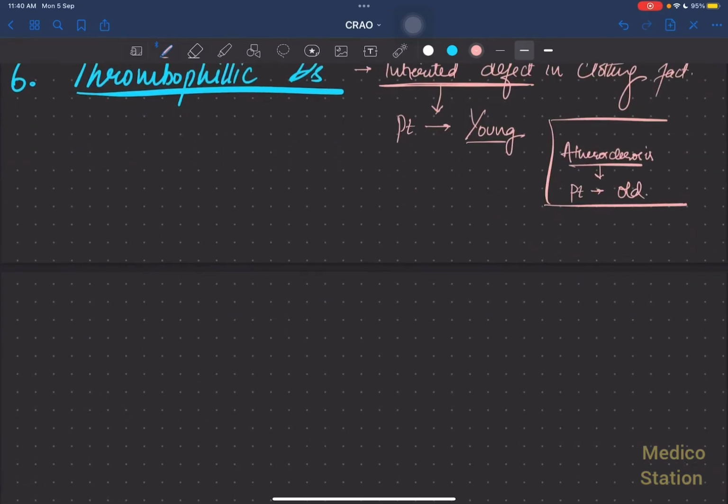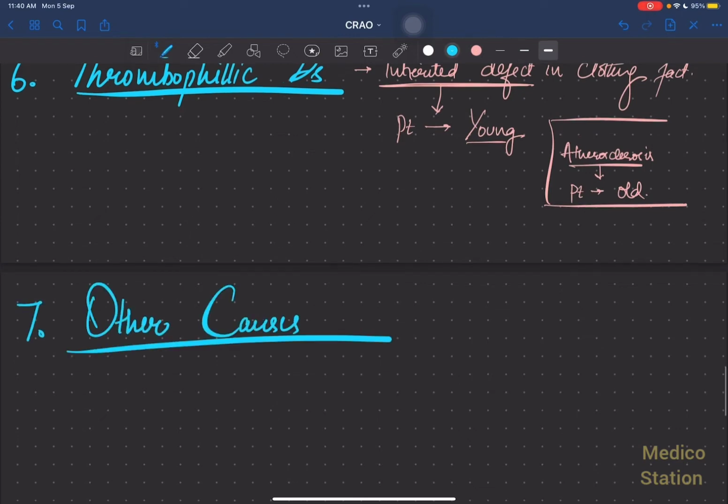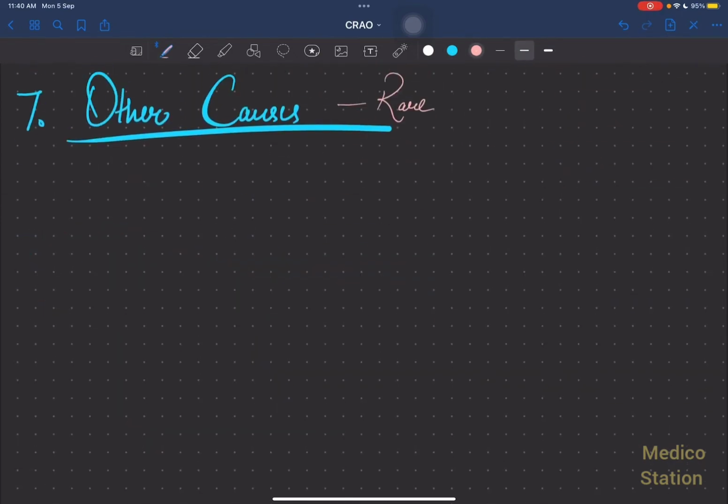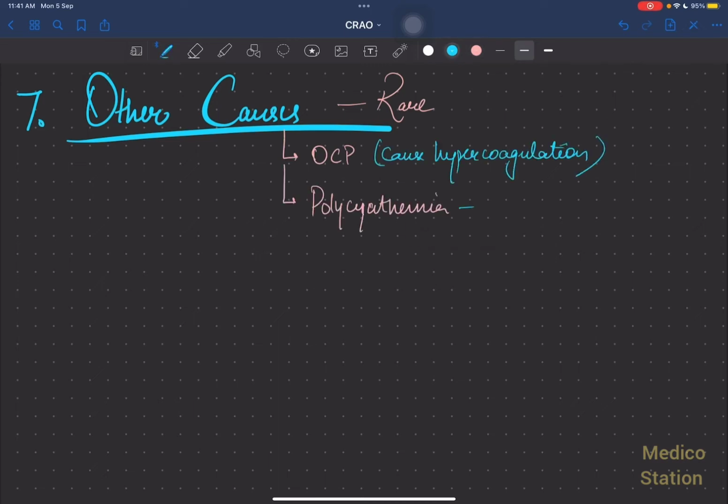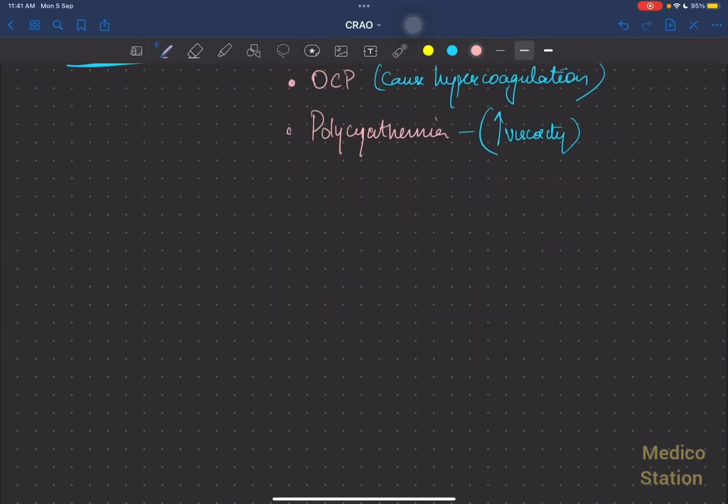Seventh etiology is other causes, which are rare. Other causes include OCPs, which cause hypercoagulation. Another cause is polycythemia, which increases viscosity and increases the chances of clotting. Another cause is antiphospholipid syndrome.